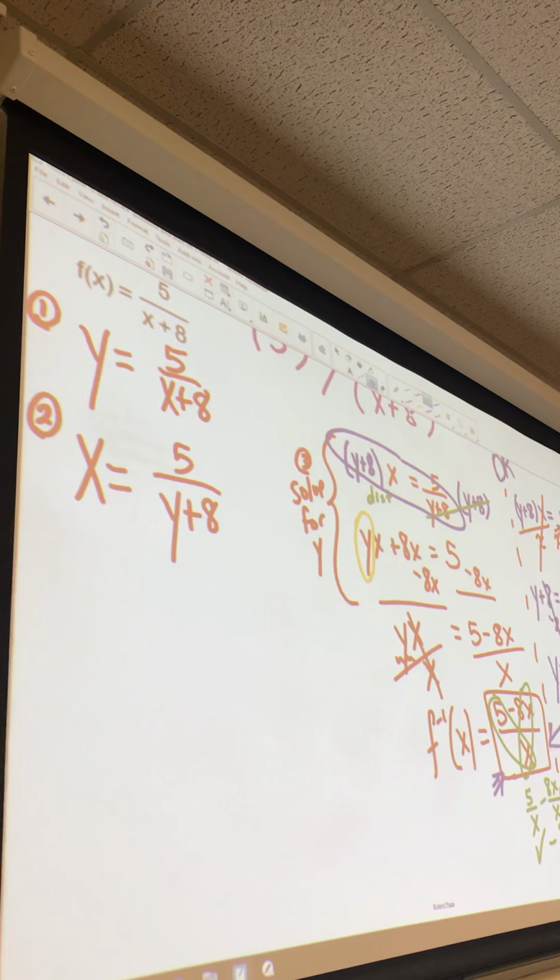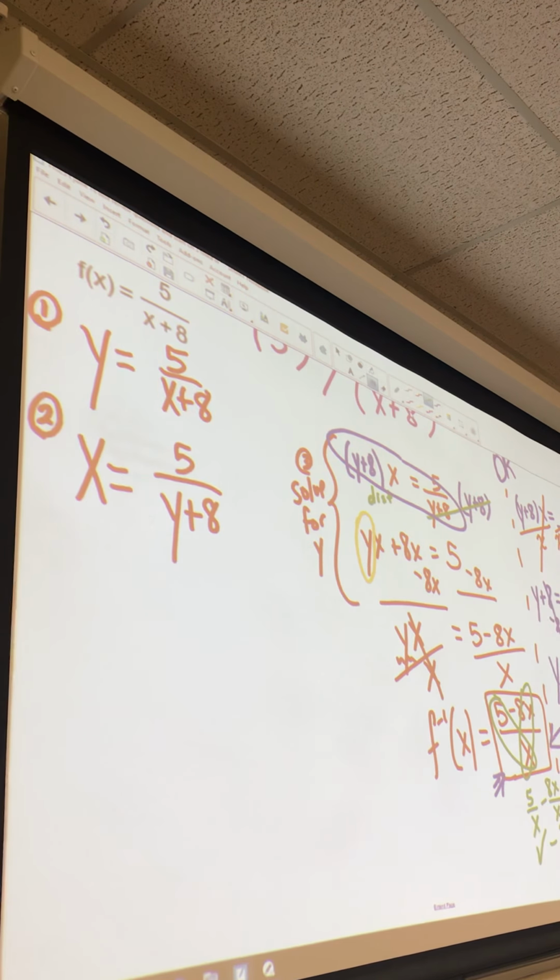That's why I wanted to see the other way, because I will try to cancel out the x's. Yeah, you cancel in one, but you keep it under the other one, yeah. Okay.